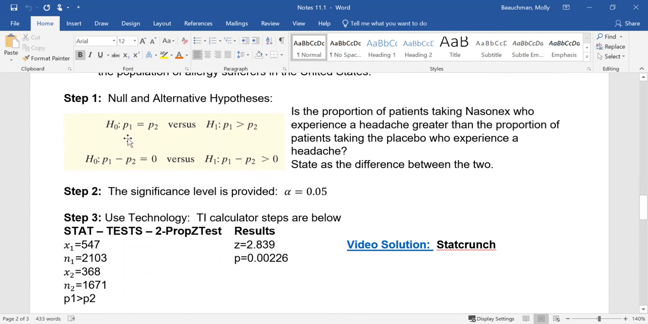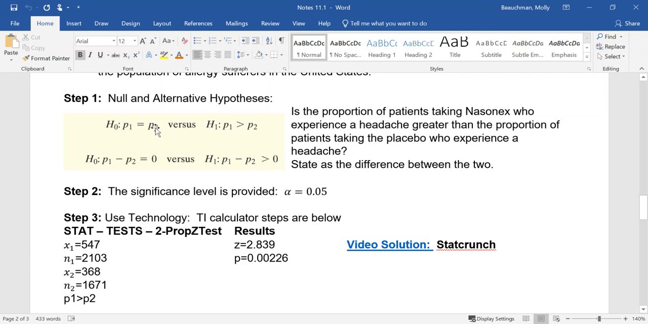Null hypothesis, notice the notation: population proportion 1 equals population proportion 2. Versus, we think that the proportion of patients taking Nasonex who experience a headache is greater than the proportion of patients taking the placebo who experience a headache. So our alternative hypothesis is population proportion 1 is greater than population proportion 2.